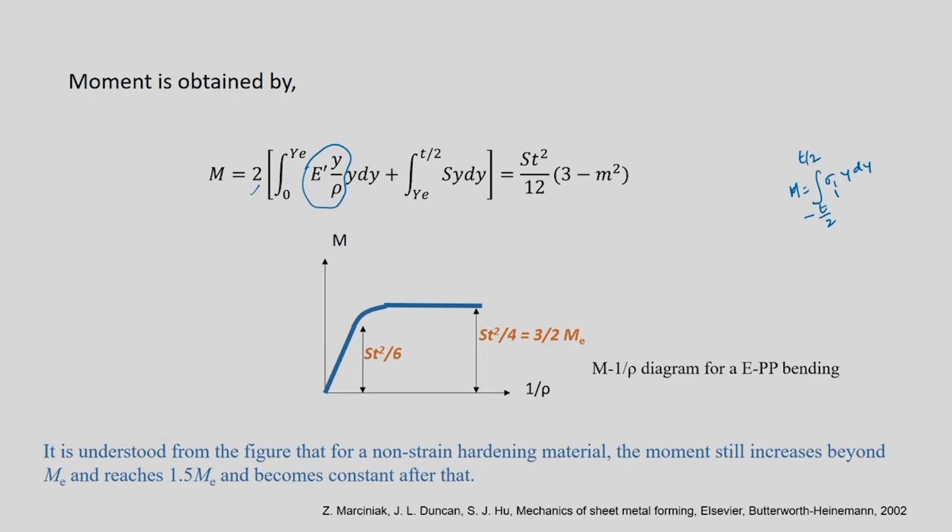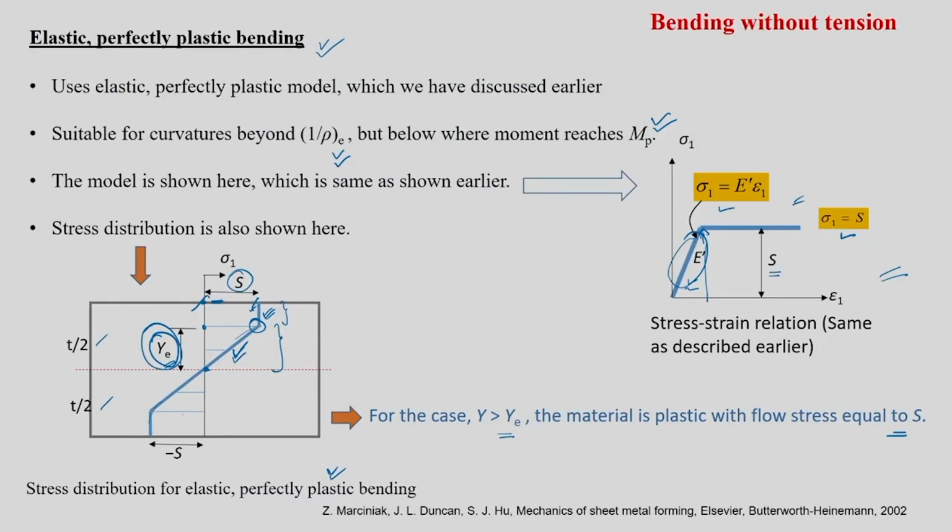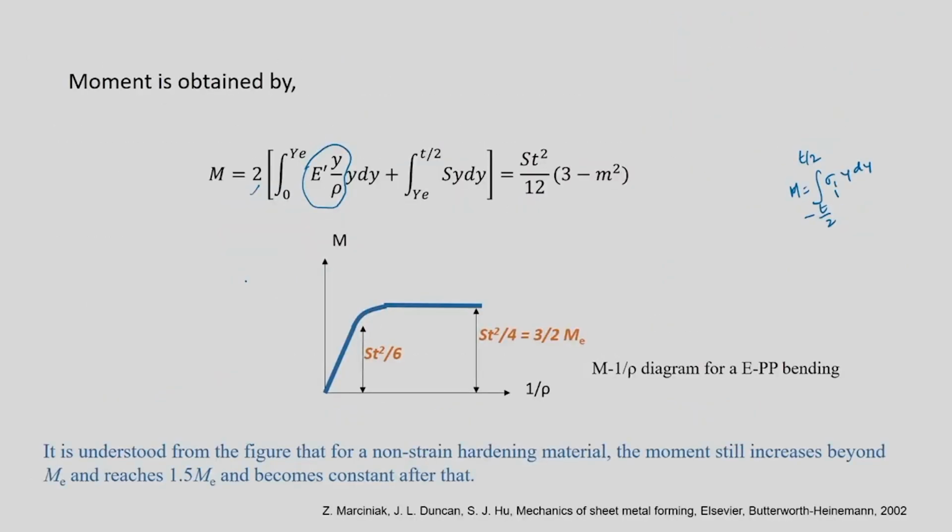So, y dy will remain as it is, and in the second part you will see that sigma 1 is going to be equal to s. So, I will say ye to T by 2, s into y dy. You can integrate it appropriately and then put limits, and you will get s T square by 12 into 3 minus m square.